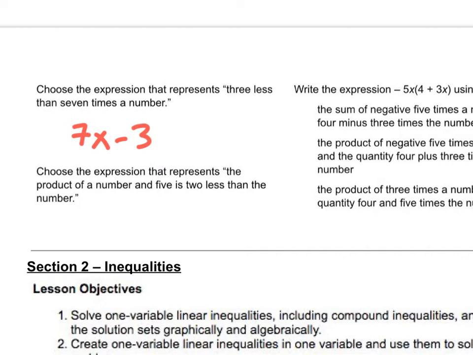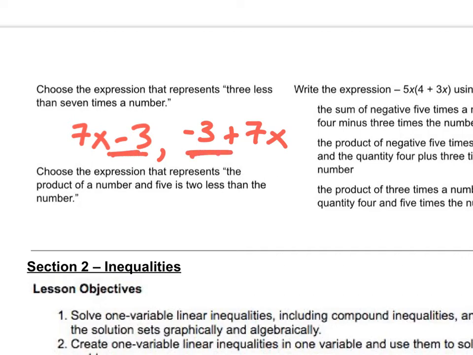You could also write this. You could say negative 3 plus 7x. That would work too. Okay? That works. I started to actually write it that way, then I went to continue. That's okay. But subtracting a number is the same thing as adding its opposite.